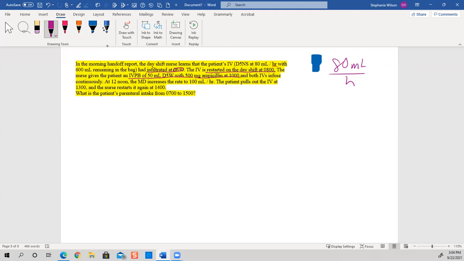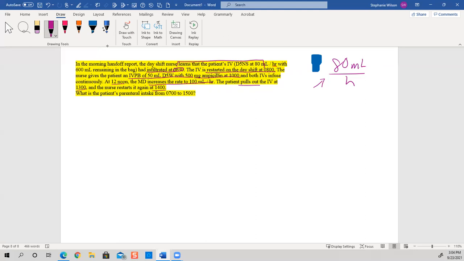And then it said that there was a piggyback at 50 milliliters at 10 a.m. And then it says both IV infusions continuously. So that means that this here is continuously. However, there was a gap between 6:30 and 0800. There's something that didn't happen that hour and a half. The next part says at noon, the doctor increased the flow rate. And then the patient pulls the IV out around 1 p.m. and the nurse restarts it at 1400.